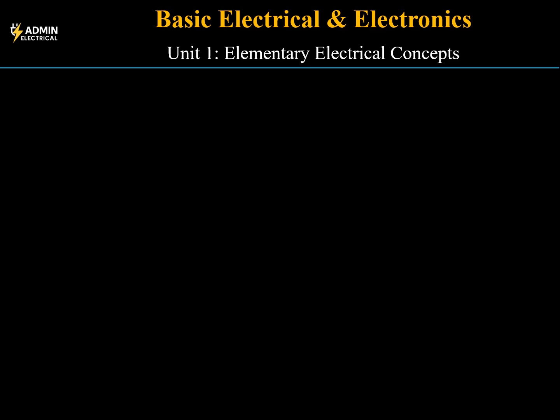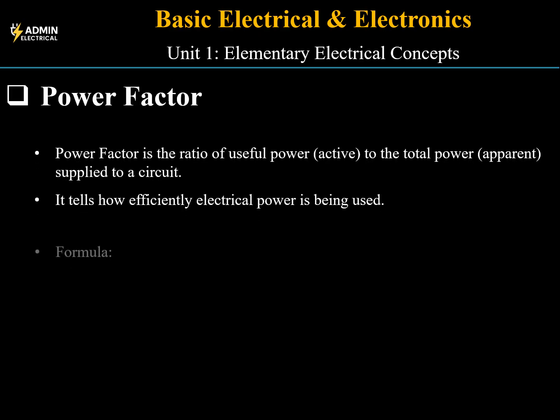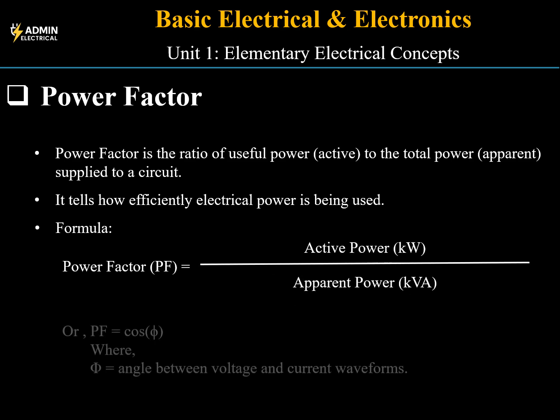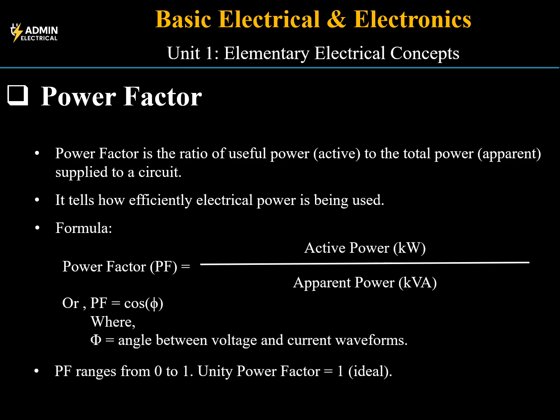Now comes the main concept, power factor. Power factor is the ratio of active power to apparent power. Formula: power factor, PF, is equal to active power, kW, divided by apparent power, kVA, or simply, PF is equal to cos phi, where phi is the angle between the voltage and current waveforms. PF ranges from 0 to 1. A power factor of 1 is called unity power factor, and it is ideal. It tells us how efficiently electrical power is being used.